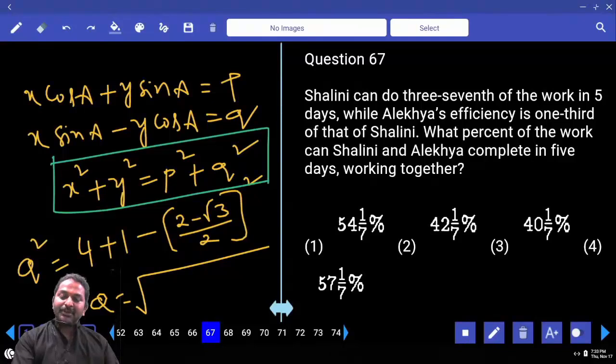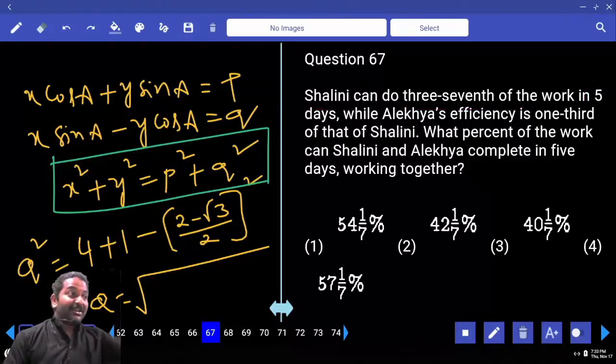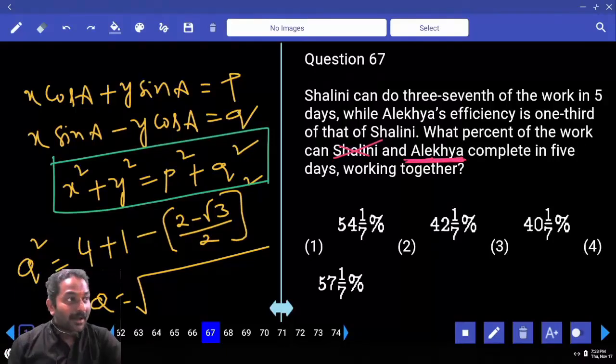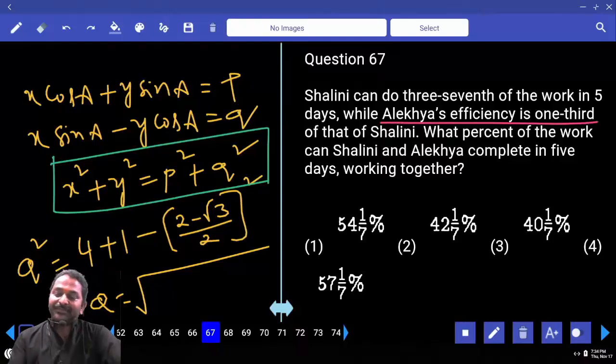So you know already Shalini can do 3/7 of the work in 5 days. Your question is also about 5 days, right? So, in your question, we can forget about Shalini and only concentrate on Alekhya. Now, according to the information, Alekhya's efficiency is 1/3 of Shalini.